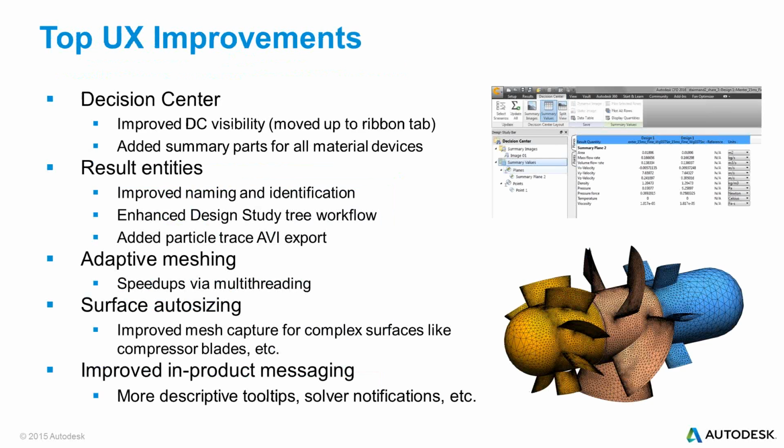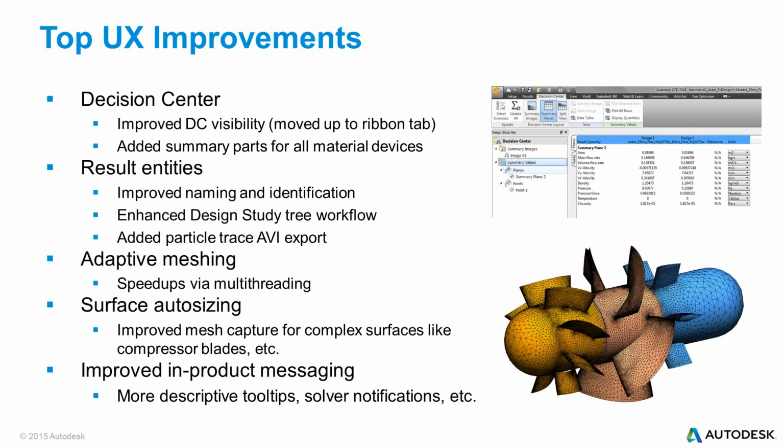Every release, we're also going to concentrate on what we consider gaps from the user experience standpoint. One thing we were finding is that the decision center wasn't discoverable enough. New users weren't using it, so experienced users making great use of the decision center, but maybe new users not seeing where the button click was, or stuff like that. So we improved the visibility, moved it up a layer to the ribbon tab.